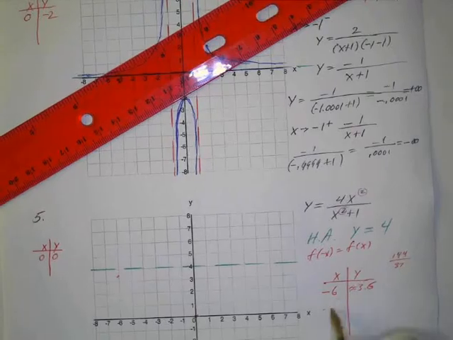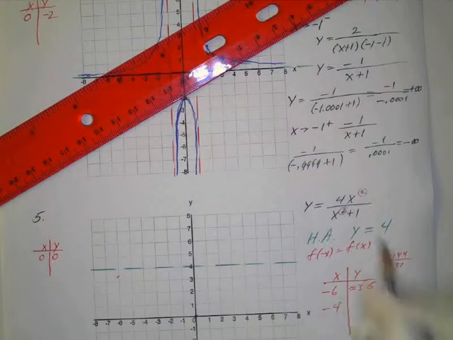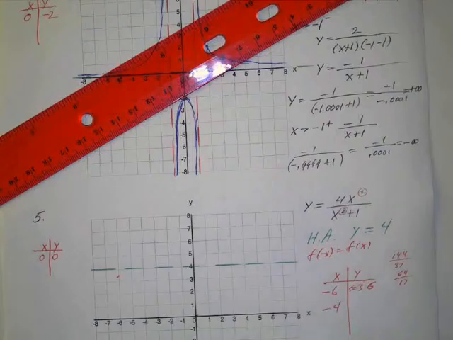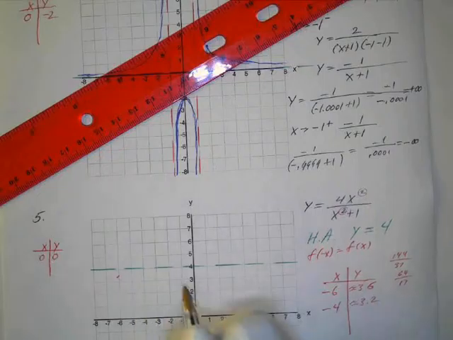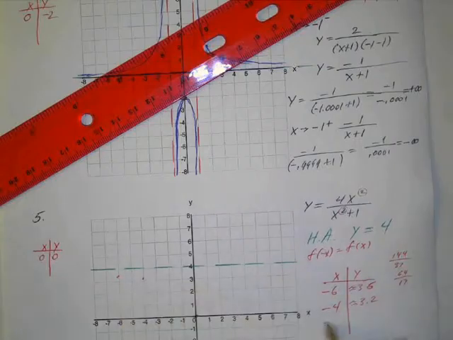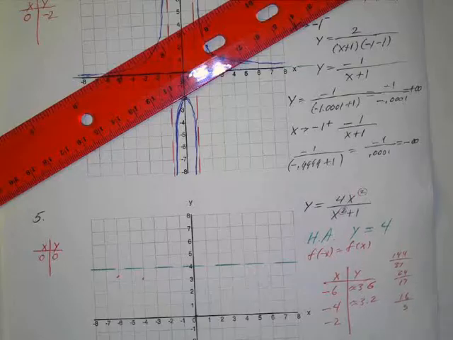And let's try another one. Let's try -4. So 4 squared is 16. 4 times 16 is 64. And then 4 squared is 16 plus 1 is 17. So 17 goes about 3 times 51, so it's another 3, maybe 3.2. Let's try -2. What's 2 squared? 2 squared is 4, 4 times 4 is 16, and then 2 squared is 4 plus 1 is 5, so that's about 3.1.